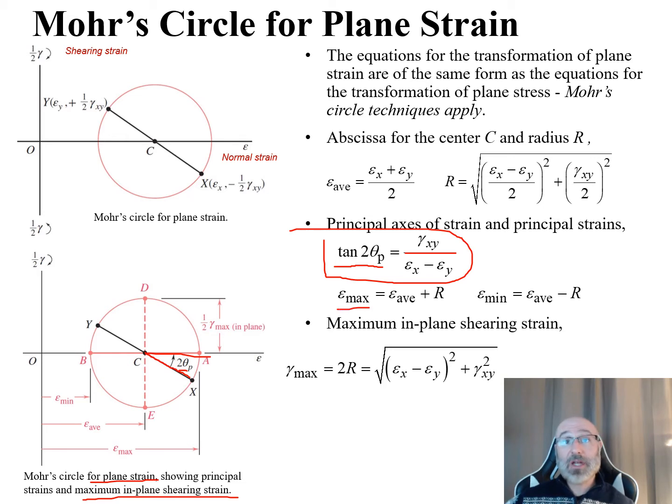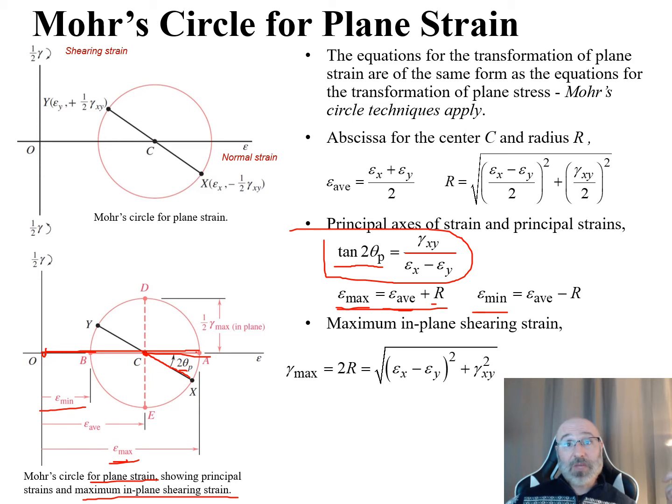So now we can also see on this figure in the bottom left, we have our epsilon max, our max strain, and our epsilon min, our min strain. There's our epsilon min going from O to B, and our epsilon max going from O all the way out to our point A. What we can see here is that our epsilon max, this whole distance, is equal to our epsilon average plus our R value. That makes sense. Epsilon average goes from O to our center at C, and our radius goes from C to A. So adding those two together would give us our max strain.